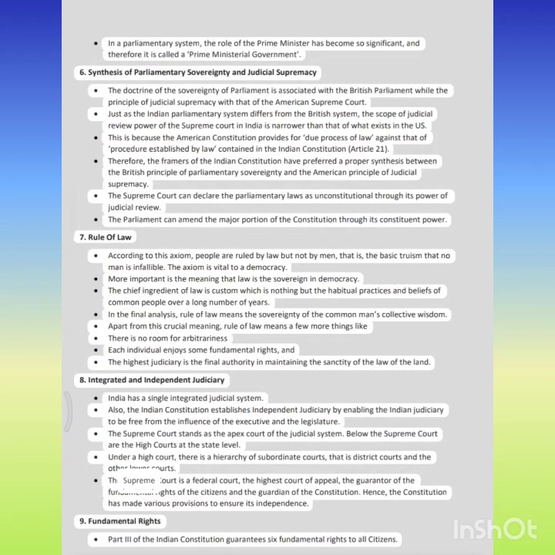The Supreme Court is a federal court, the highest court of appeal, the guarantor of the fundamental rights of the citizens and the guardian of the Constitution. Hence, the Constitution has made various provisions to ensure its independence. 9. Fundamental rights. Part 3 of the Indian Constitution guarantees 6 fundamental rights to all citizens.